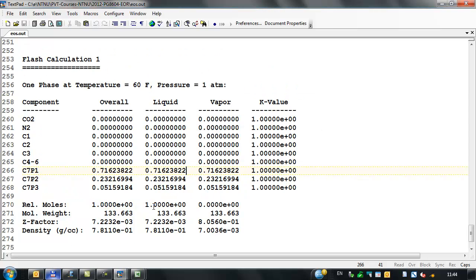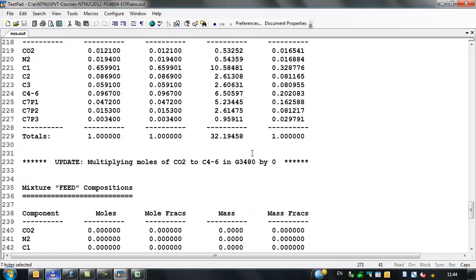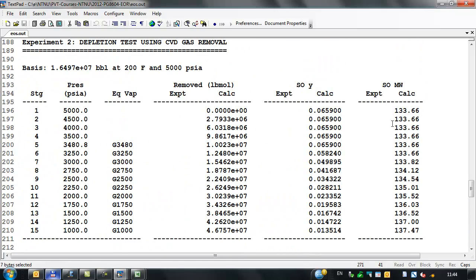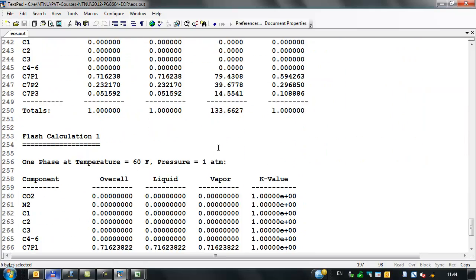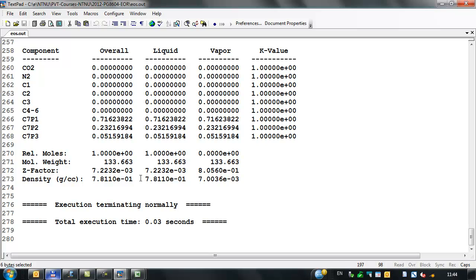And you see now when it does the flash, it forces it to be a physical solution. Now you see that what we come in with is considered liquid, and this molecular weight should be the same as up above, 133.66. But the density we now get down here is 0.781 grams per cc.